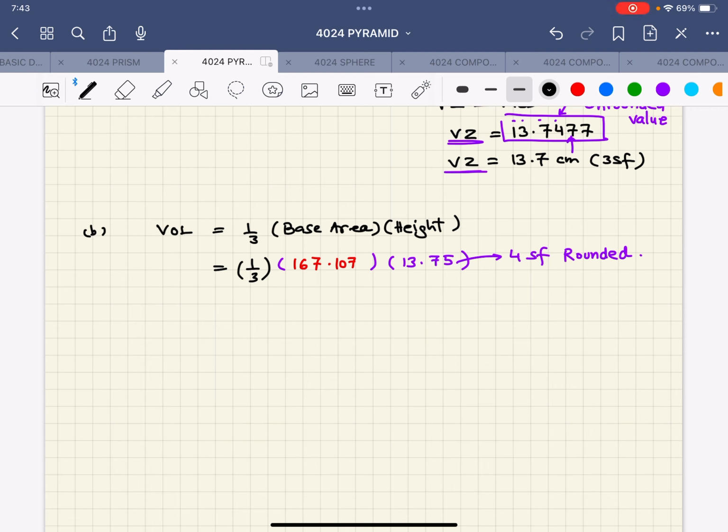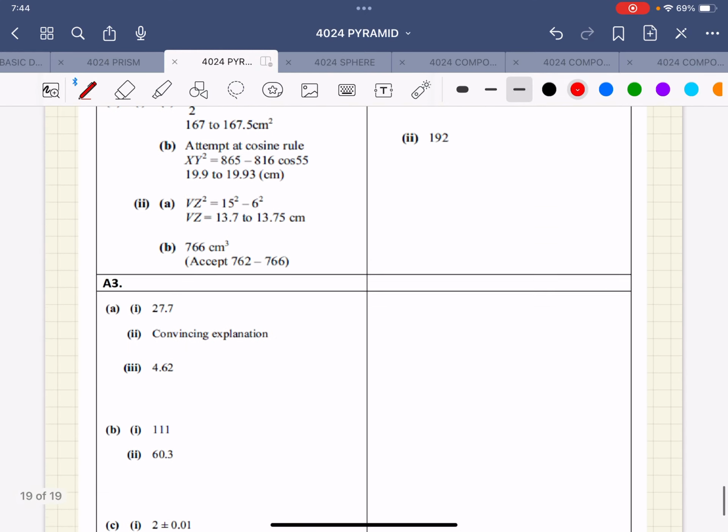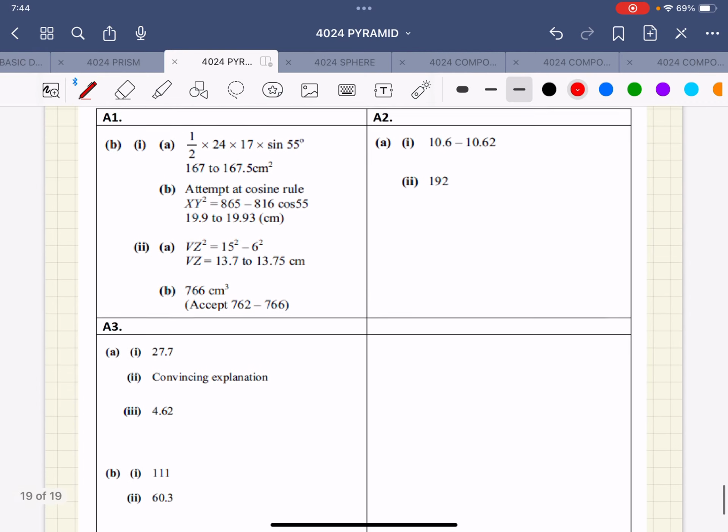And this comes out to be 765.907. And since this is the 4th significant figure, therefore the volume is 766 centimeter cube. This answer is given correct to 3 SF. So that is, let me just double check the answer. This is question number 1. And this was one of the answers. And then we had this thing, and then we had this, and this is 766. So that's all good.